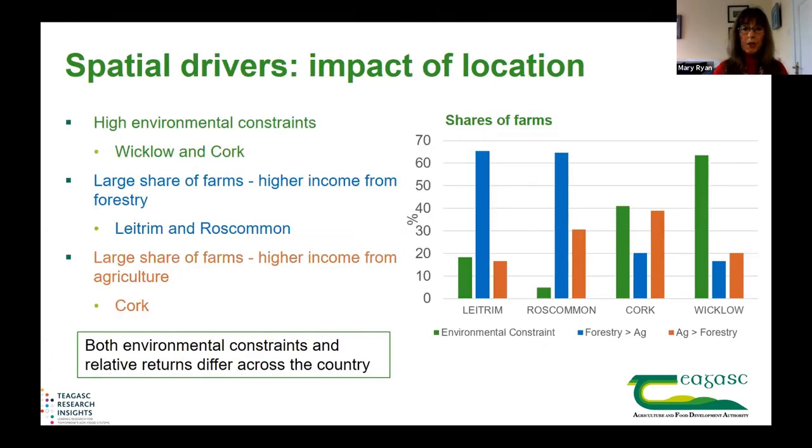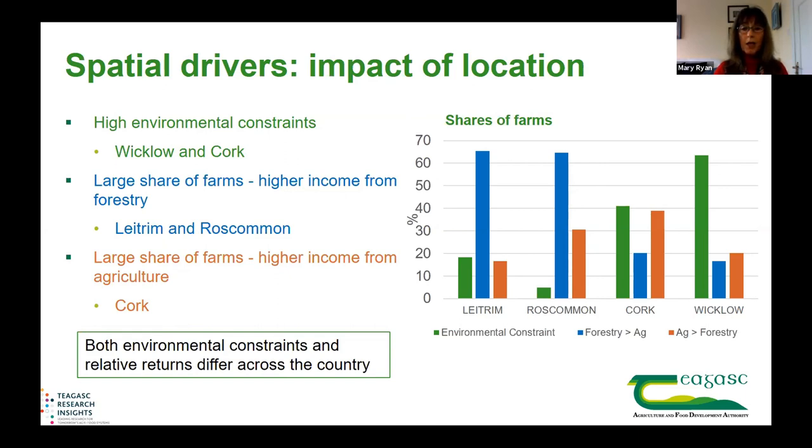Location is also important. If we look on the right-hand side in the green columns at where there are environmental constraints, and these are areas where forestry is precluded or not approved, we see that there's a very high share of environmental constraints in Wicklow and also a high share in Cork. If we look at counties where the income from forestry is higher, that happens in the blue columns in terms of Roscommon and Leitrim.